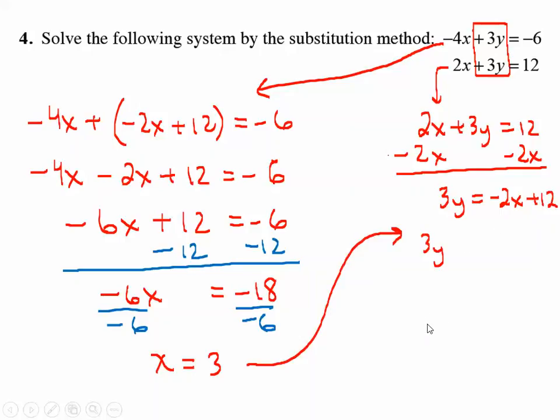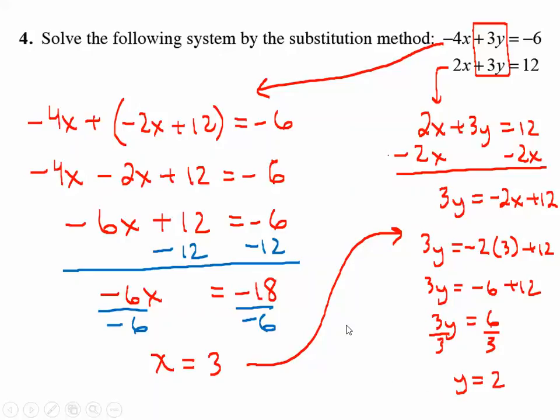So 3y equals negative 2, and the x becomes a 3, and that becomes a negative 6. Negative 6 plus 12 gets you a positive 6, divided by 3, and gets you y equals 2. Okay, Karina, you plugged it into the original top. Did you get y equals 2 as well?